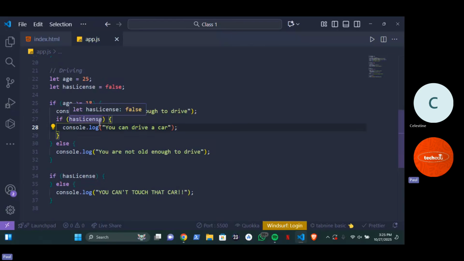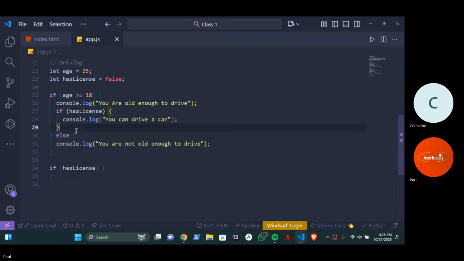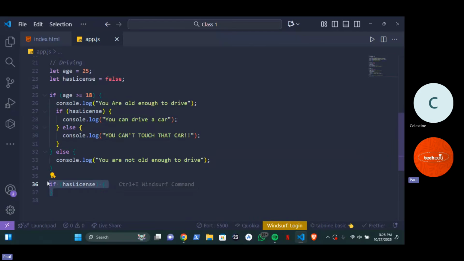Do you get it now? Else, if this person does not have a license, what do you want? You want this particular function here. Do you get it? Now, that's basically saying that you're trying to nest conditional statements in the same code block. I hope everybody gets it now. Do you understand it? Are you sure you understand it?